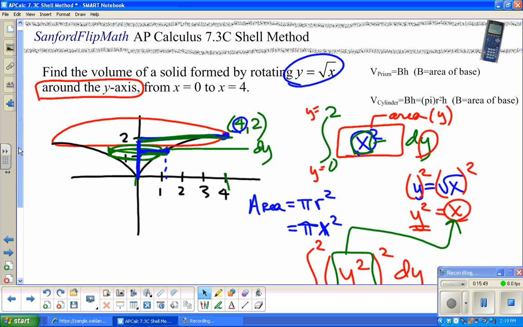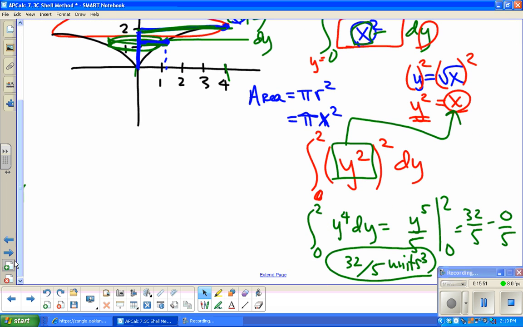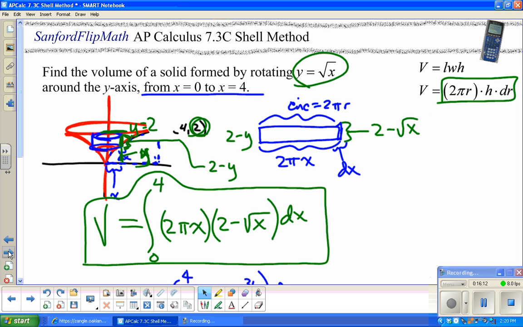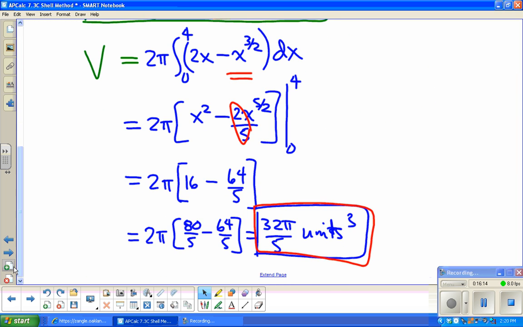Let's pop back to yesterday, or the previous video. 32. Oh, I missed a pi in there somewhere. So that pi needed to come along. I guess I can fix that today. So there should have been a 32 pi over 5. So I missed that. Nobody brought it up in class, at least not this year. Okay, so that's it for the shell method on those 2 examples.